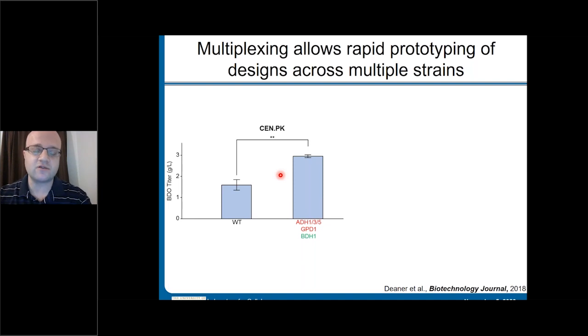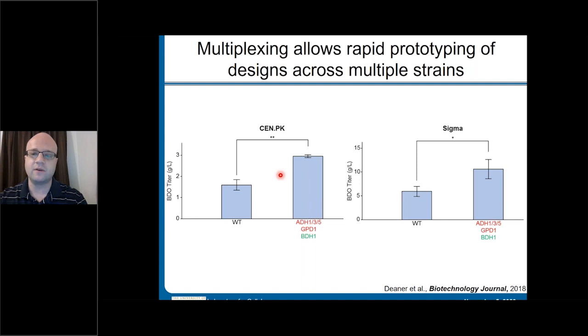Now the difference and challenge here is that this is something that we normally would have hard-coded and hardwired into the cell. But now we have the constructs. So we can simply put that into a new strain and test to see if there's a better background. So we took the same exact constructs and ported them over into a Sigma strain. And that did pretty much the same thing. We also got a 2-fold improvement of our titer of BDO.